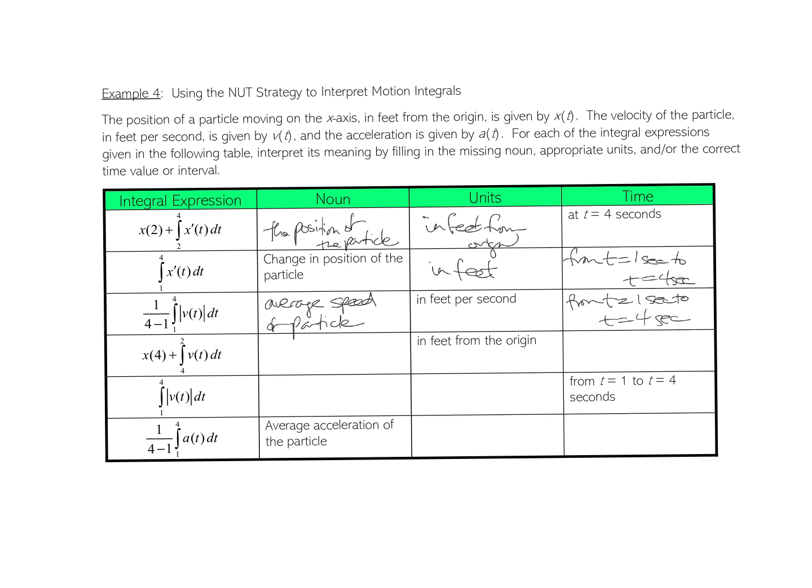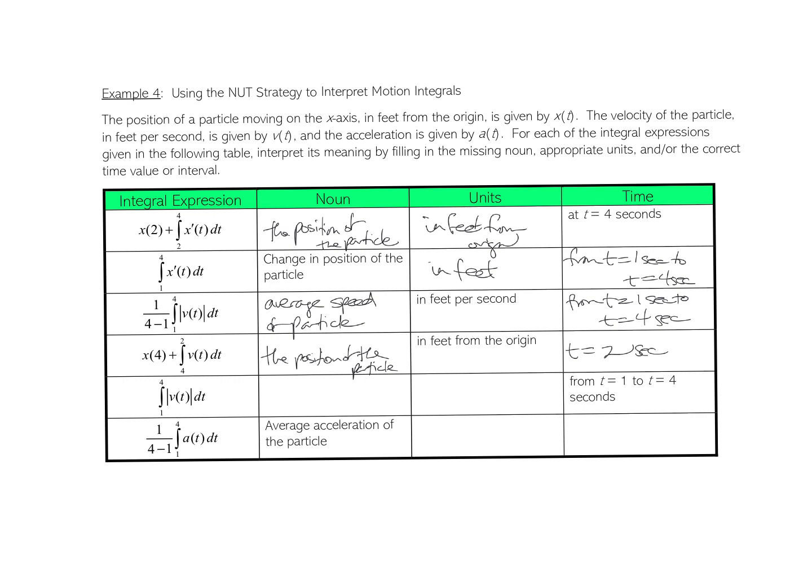This is from t equals 1 second to t equals 4 seconds. The next one is x of 4 plus the integral from 4 to 2 of v of t dt. So this is calculating the position of the particle. My handwriting's really bad. And this would be in feet from the origin, and this is at time 2 seconds.